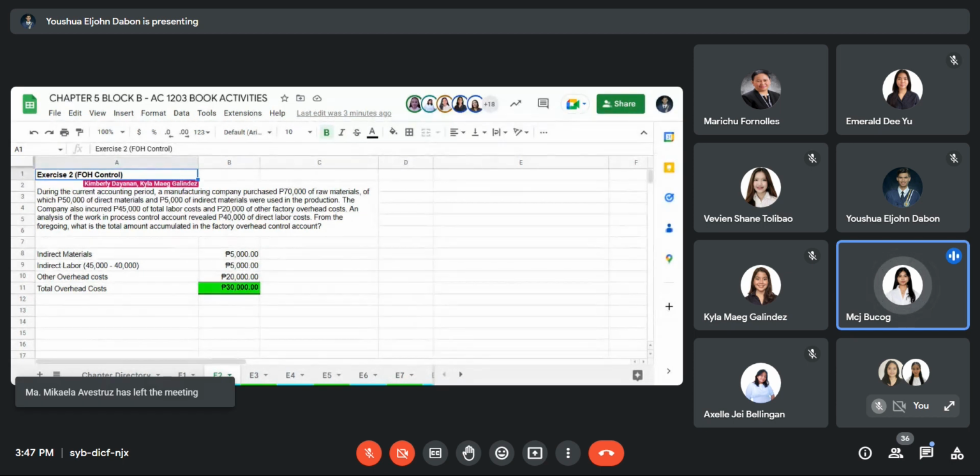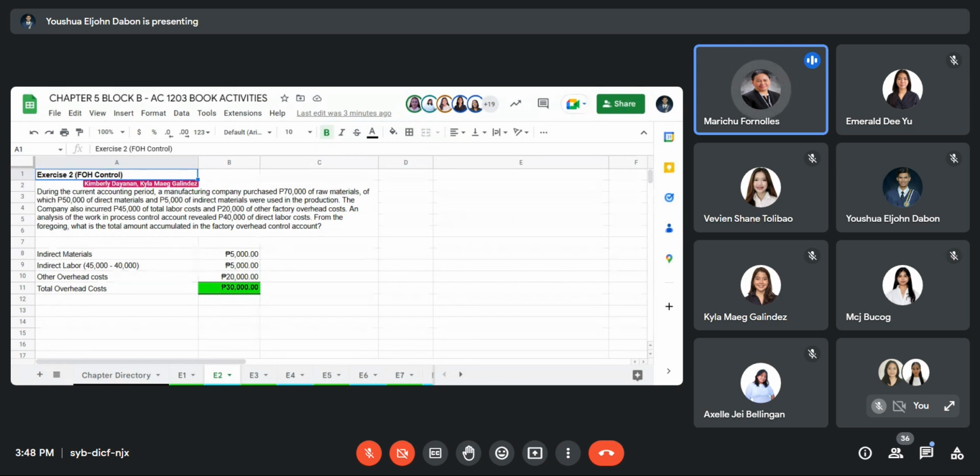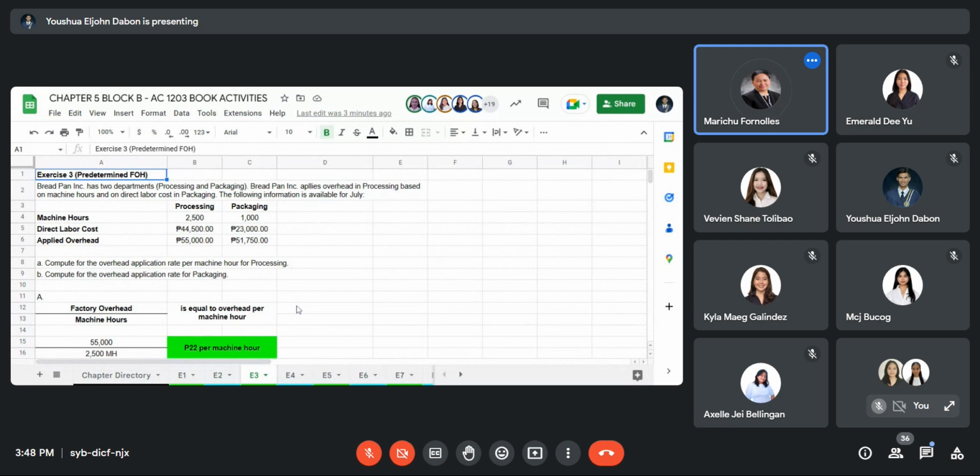So to compute for this, we add indirect materials of 5,000 pesos, indirect labor of 5,000 pesos, which is 45,000 minus 40,000, and other overhead cost, which is 20,000 pesos. So 5,000 plus 5,000 plus 20,000, we get a total overhead cost of 30,000 pesos. Okay, check. Next, exercise 5-3.